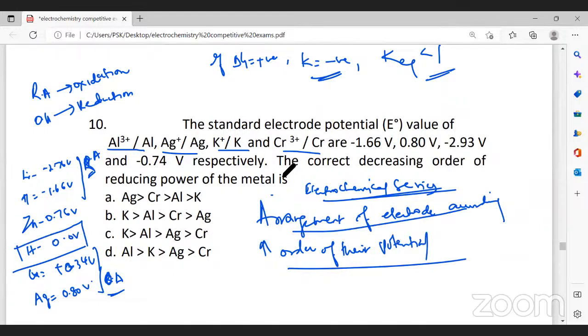Potassium, minus 2.93. The next lesser potential is minus 1.66, aluminum. The third is chromium. And the fourth is 0.80, silver. Therefore, the answer for this question is option B. Did you follow this?